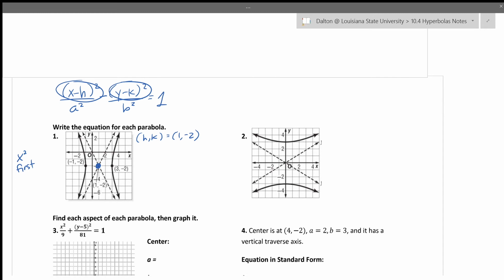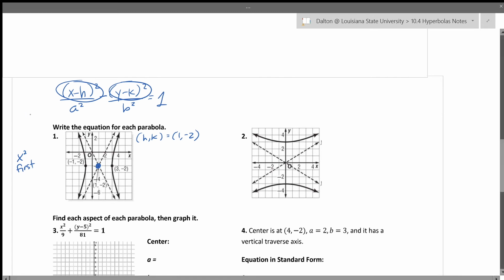So a is the important one. a is always going to be half of the transverse axis, but it's more easily recognizable as the distance from center to vertex every single time. a is center to vertex. So from the center point to the vertex point is 2. So I know that a is equal to 2.